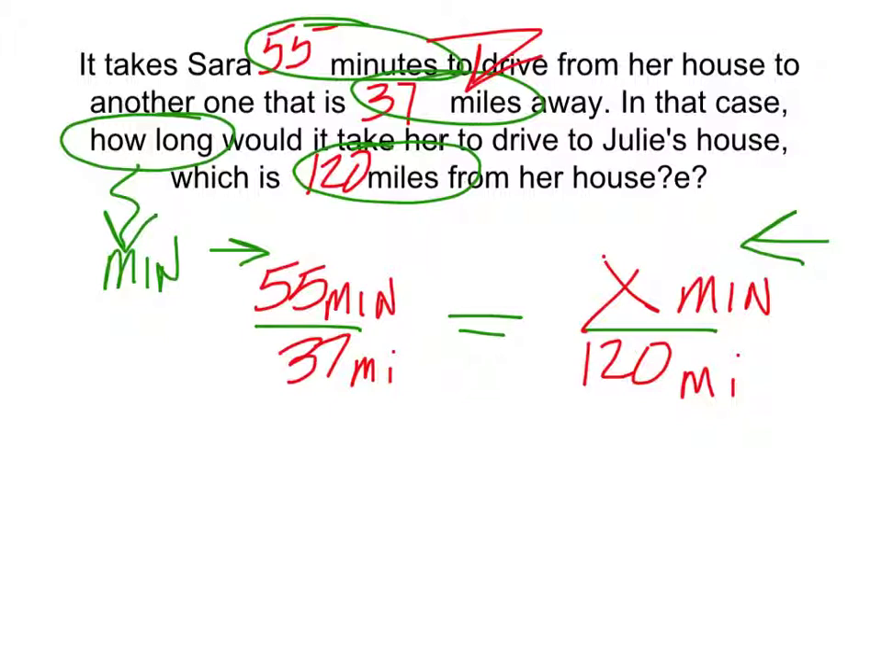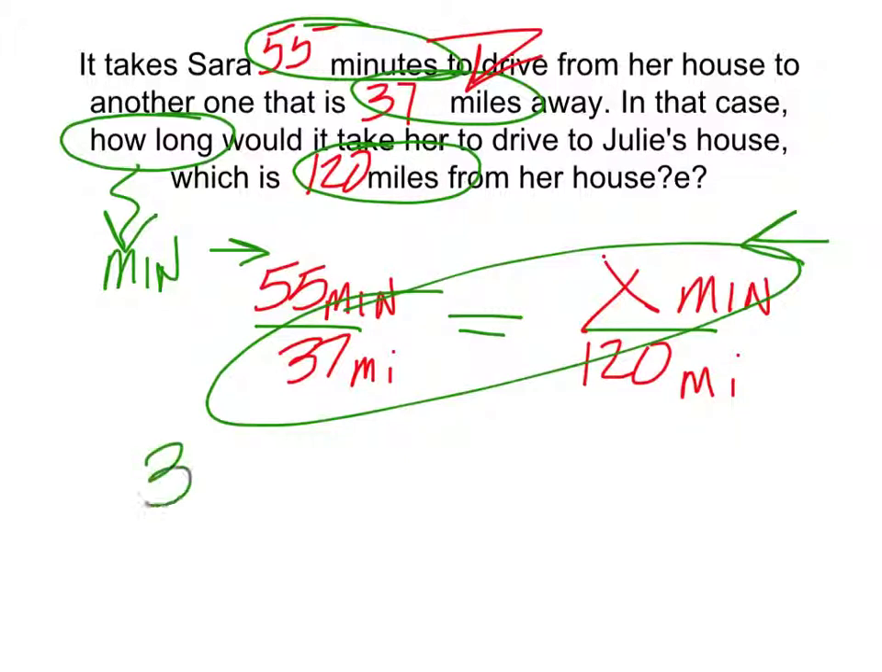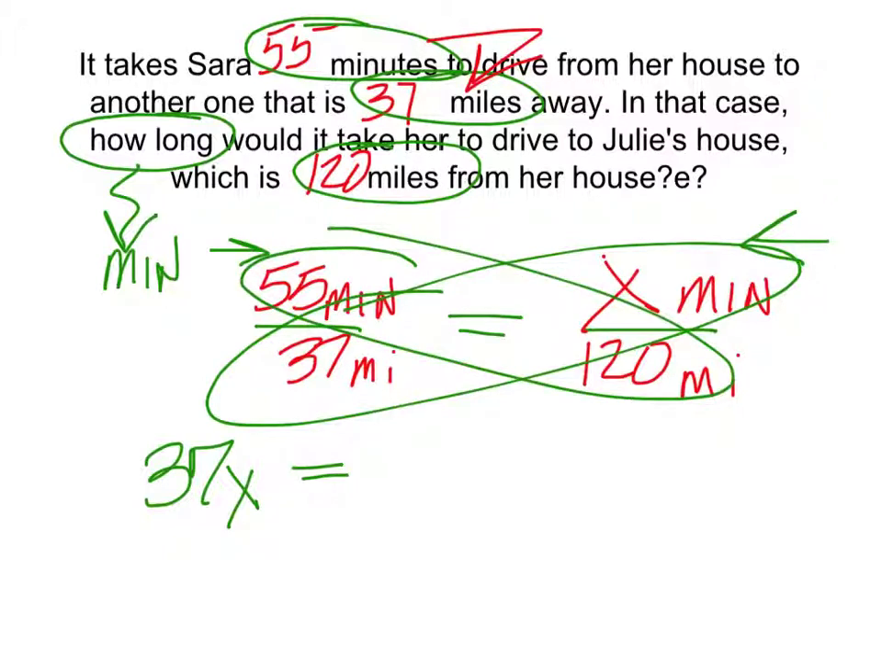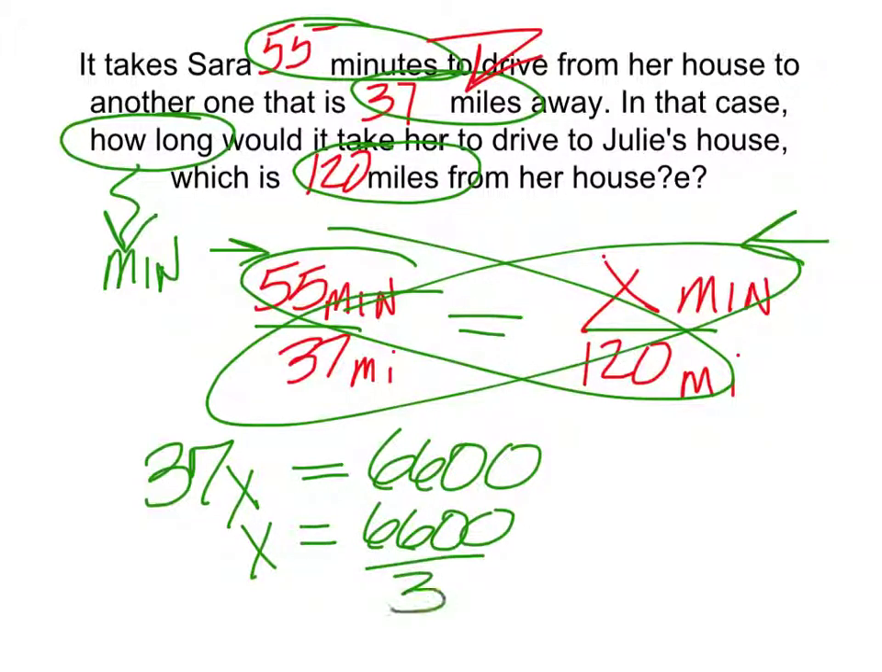Okay, so what we do next is cross multiply. 37x equals 55 times 120, which is 6,600. What do I do to solve for x? Yeah, divide 6,600 by 37. And 6,600 divided by 37 is 178.3. I only go to the tenths place and round it to the nearest minute, which is what?